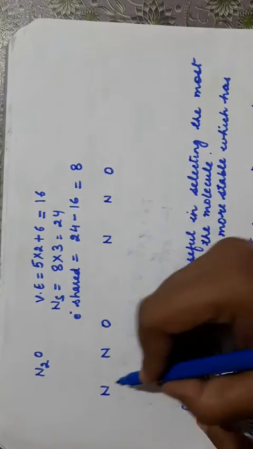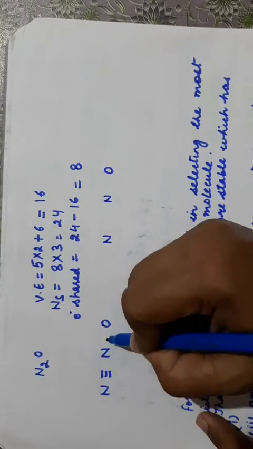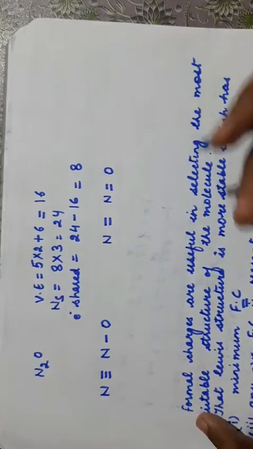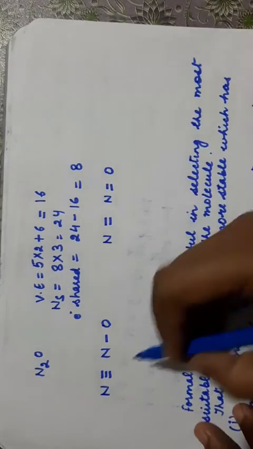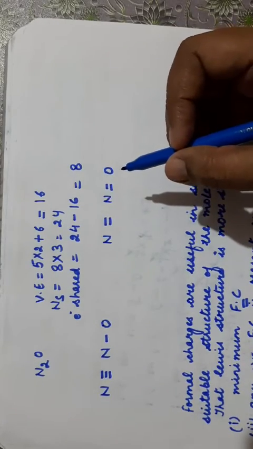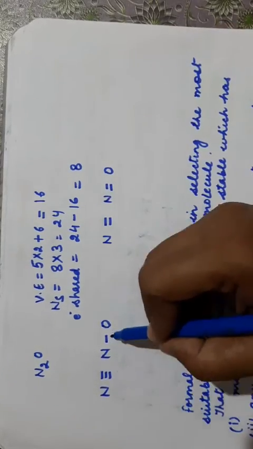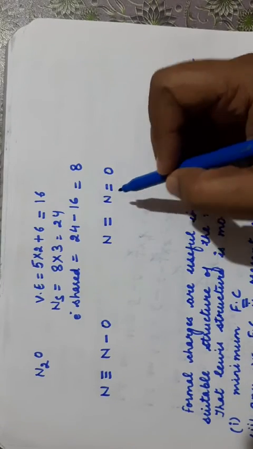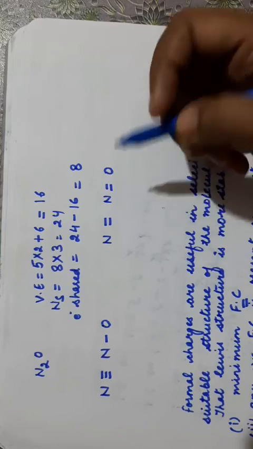How can you make 8 electrons? Either you make a triple bond here and a single bond here, or make a double bond on both sides. Both the structures are feasible. So 8 electrons total have to be shared, means you have to make 4 bonds. Now 3 bonds on one side and one bond between nitrogen and oxygen, or else a double bond on both sides.